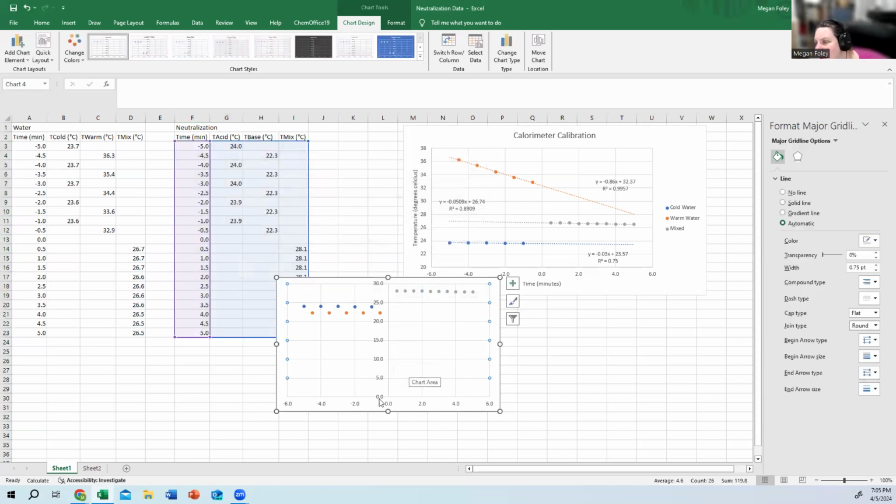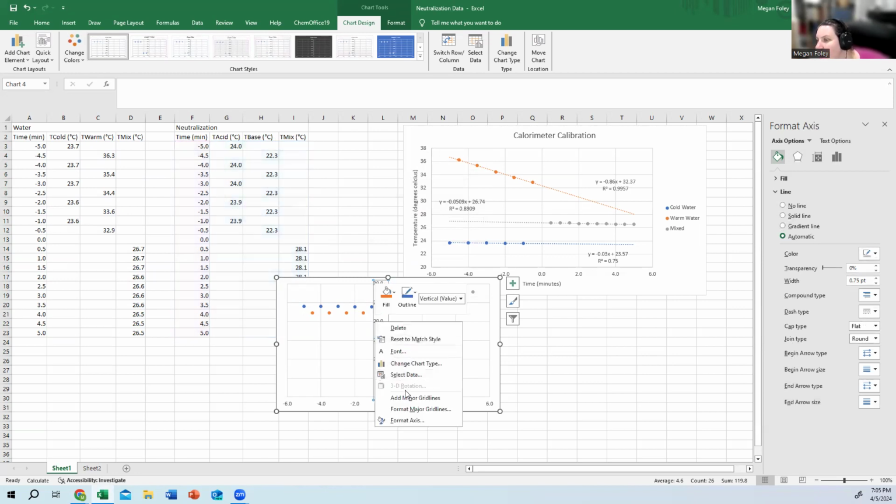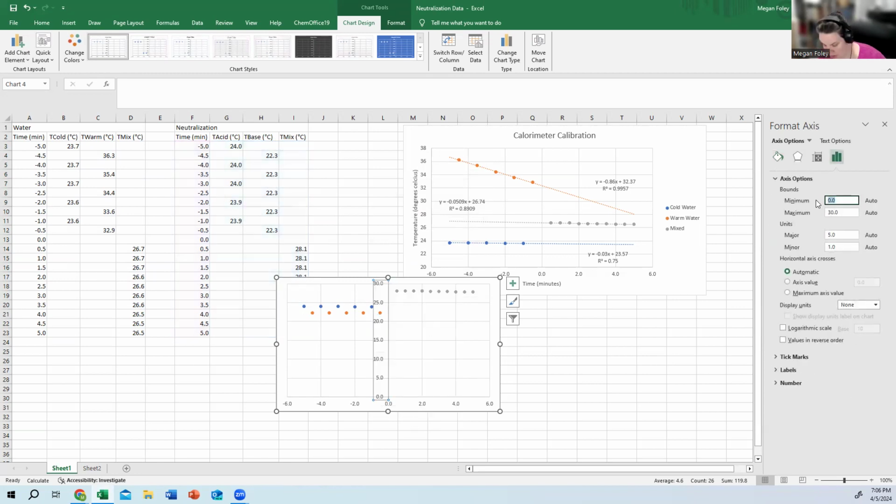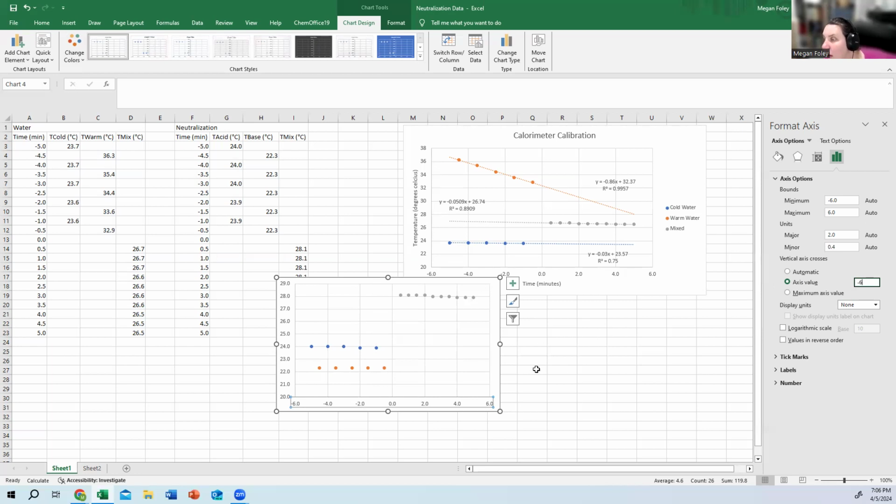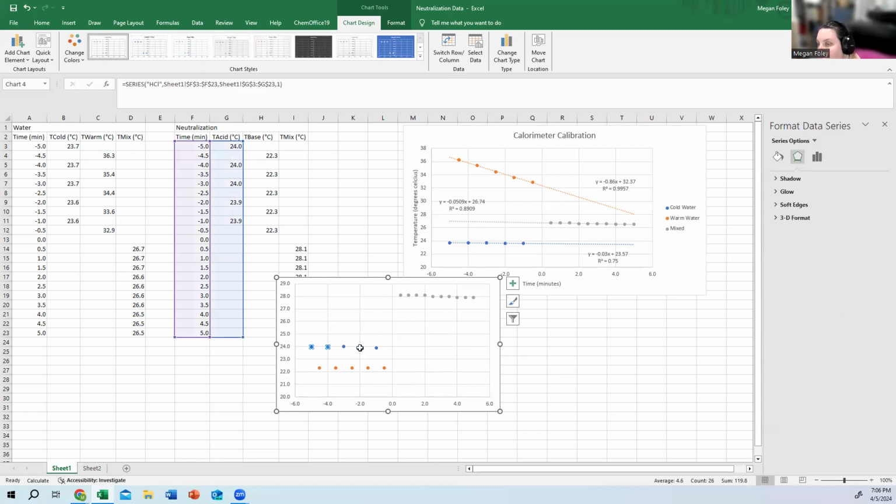Okay, and again, we're gonna start this at about 20 degrees again. So format axis started at 20. And that zooms it in a lot better. And then we're gonna move this over to -6 again. And again, you can keep it in the middle if you would like. Entirely up to you. And then we're gonna add in our trend lines.